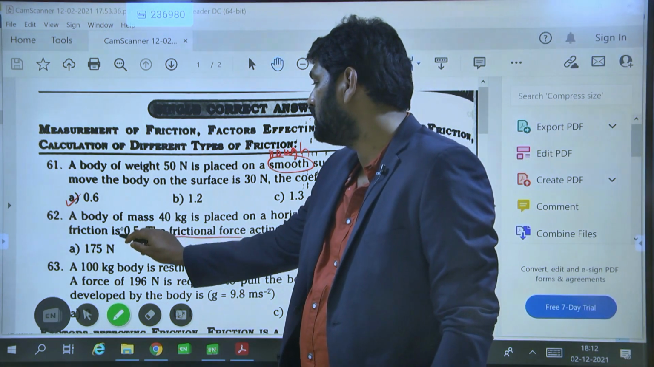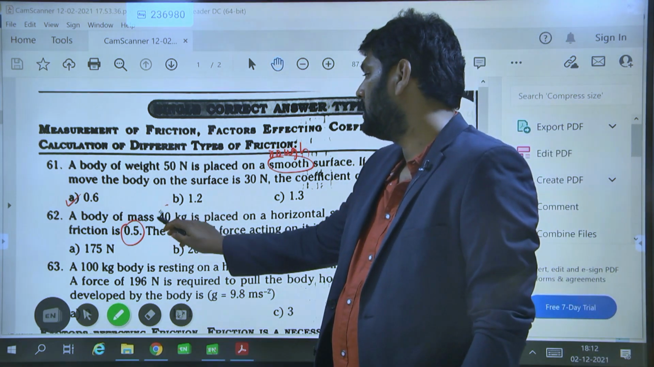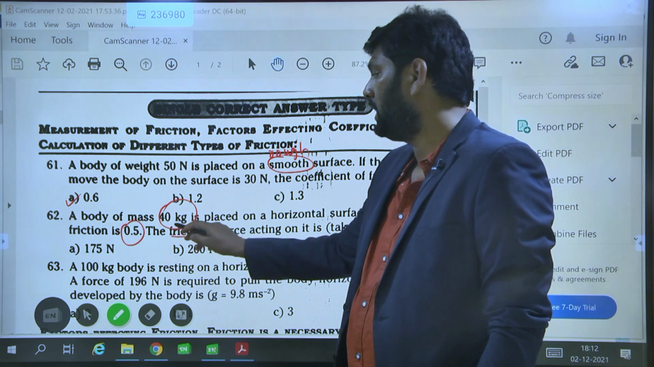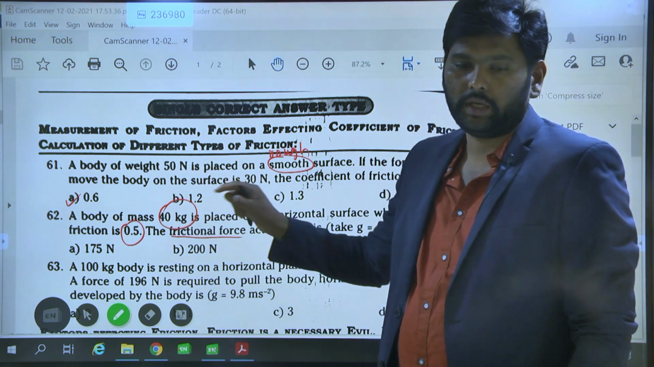So what is mu here? Mu is 0.5. And N is how much? By using this 40 kg, it is 40 into 10.